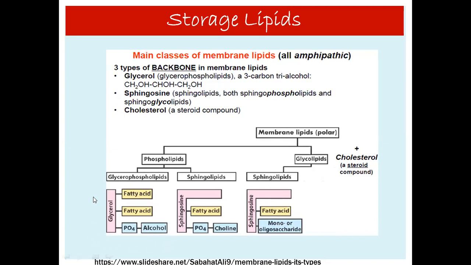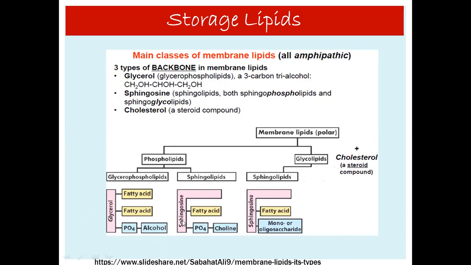This is the structural representation. Here you can see in the glycerolipids, glycerol is forming the backbone. It is a tri-hydroxy alcohol, where the first hydroxy group is esterified with one fatty acid. The second hydroxy group is also esterified with another fatty acid. The third hydroxy group is attached with one phosphate group as well as another alcohol. So this is the basic structural feature of glycerophospholipid.